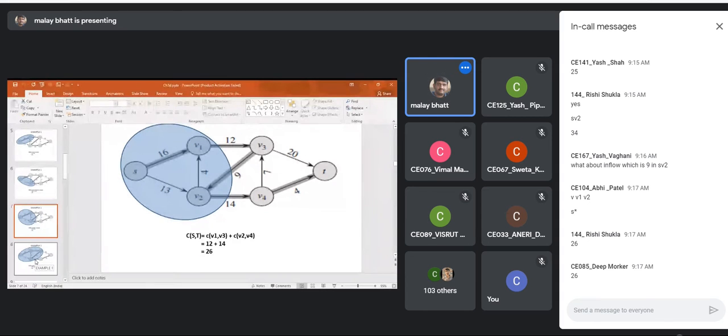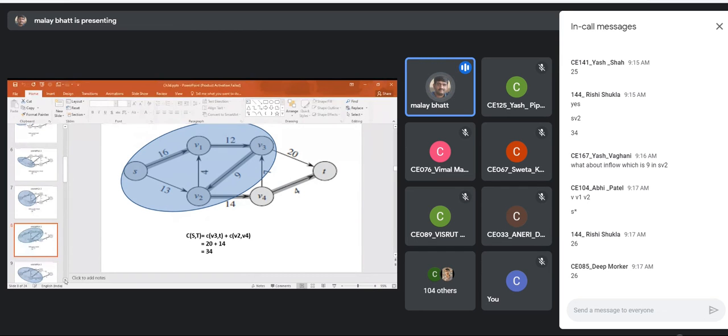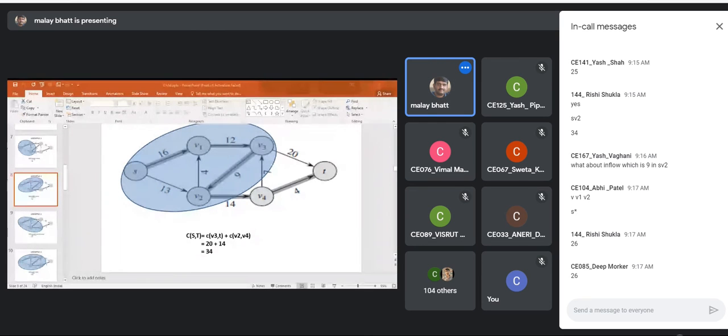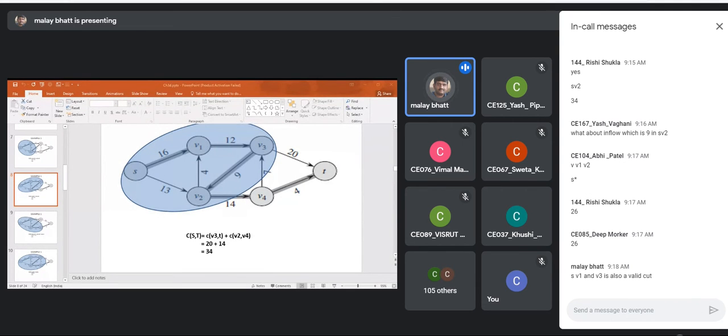Now one more addition we have to consider. I can consider S, V1, V3. That is also a valid group. I can consider S, V1, V2. All these are different valid groups. Here I am not taking every possible cut, but I am taking a few of them, because otherwise it will be a very large number. So S, V1, V3 is also a valid cut, but we are not considering every cut here, right?